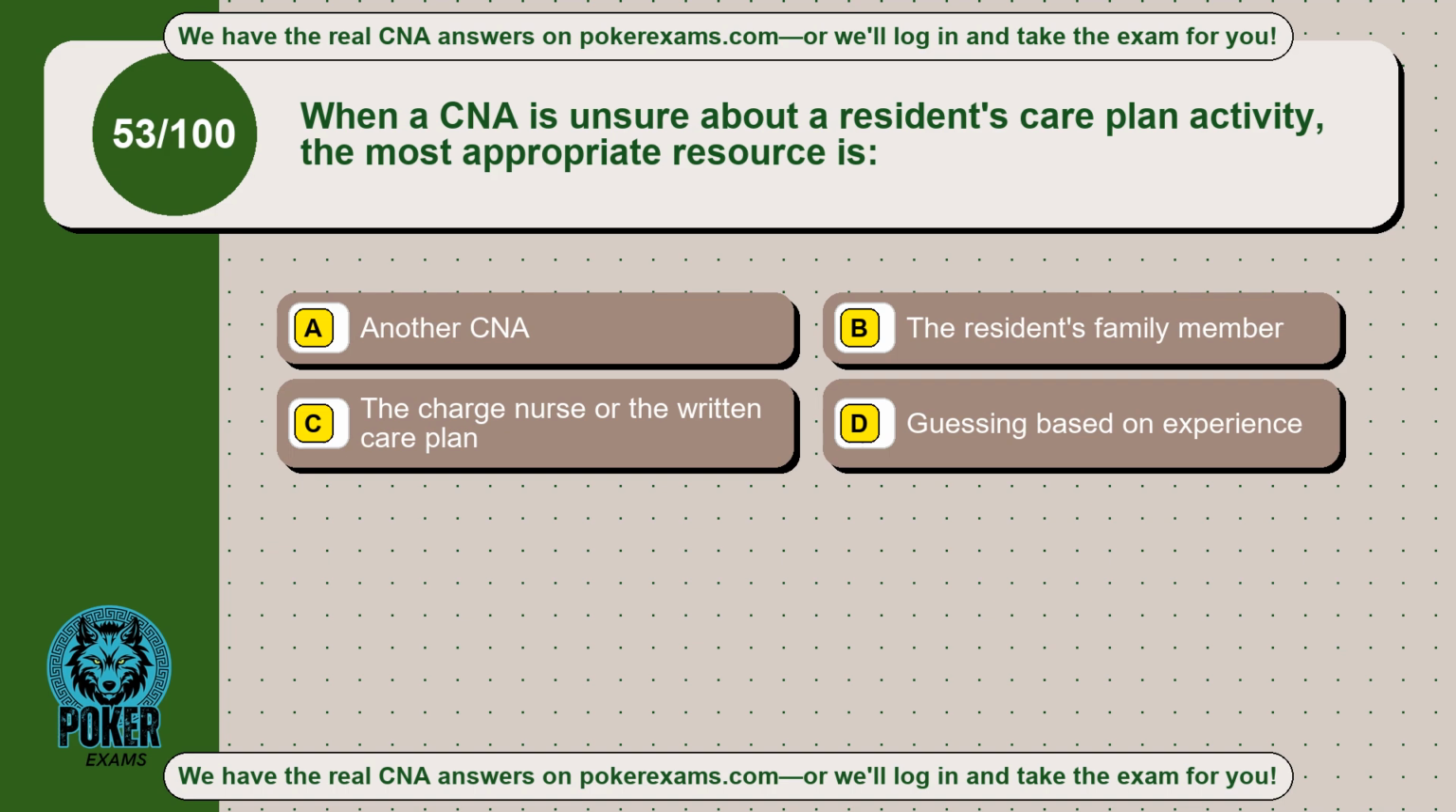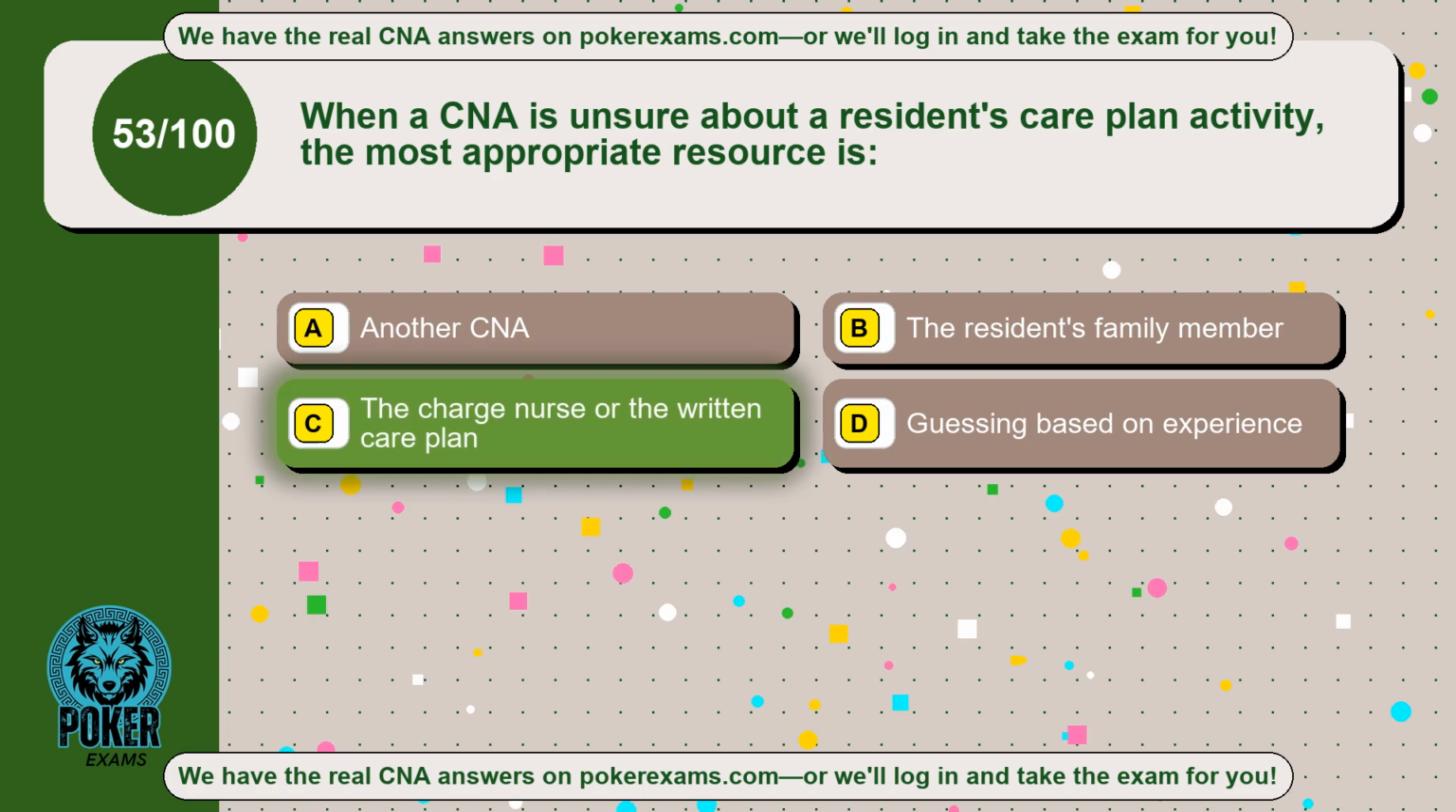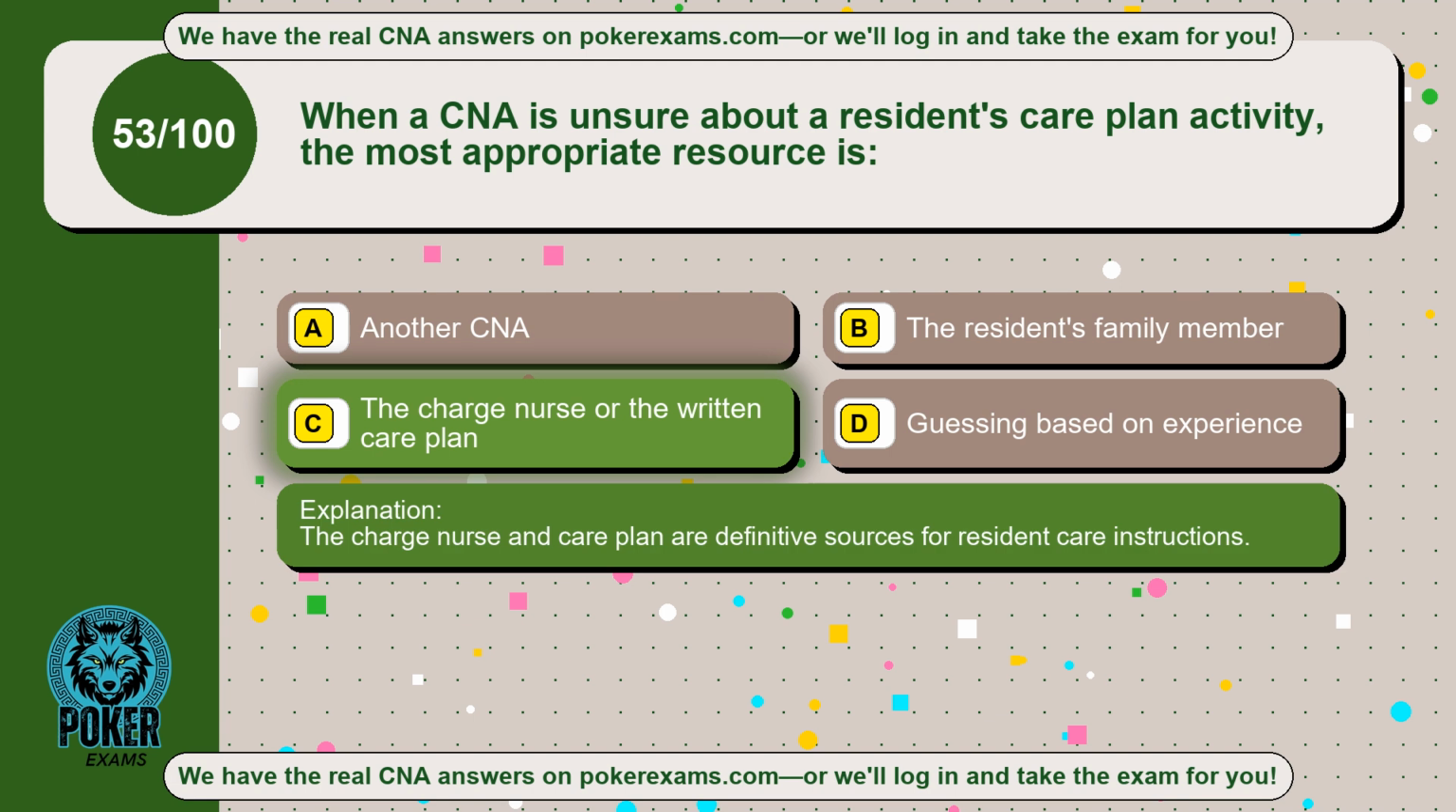Question 53. When a CNA is unsure about a resident's care plan activity, the most appropriate resource is: Option A. Another CNA. Option B. The resident's family member. Option C. The charge nurse or the written care plan. Option D. Guessing based on experience. The correct answer is option C. The charge nurse or the written care plan. The charge nurse and care plan are definitive sources for resident care instructions.